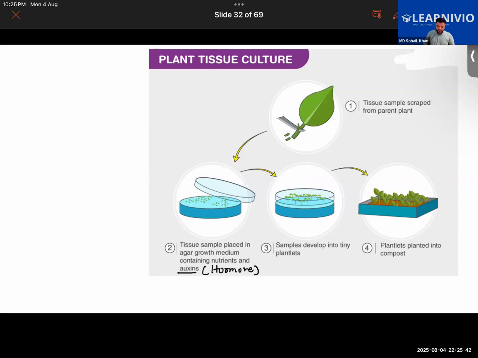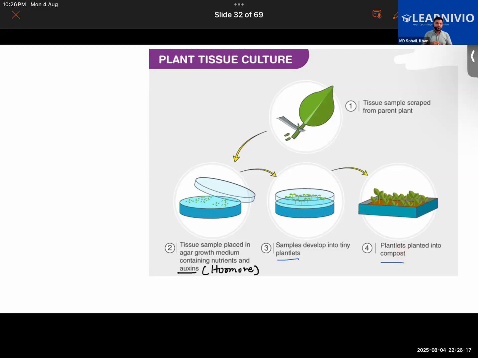So these samples now start to develop into tiny plantlets like this. These plantlets are still not ready to be directly put into the soil. So they are put into an organic fertilizer called compost. Those tiny plantlets are now put into the compost. Compost is rich in nutrients. It's an organic substance in which the plantlets will grow.